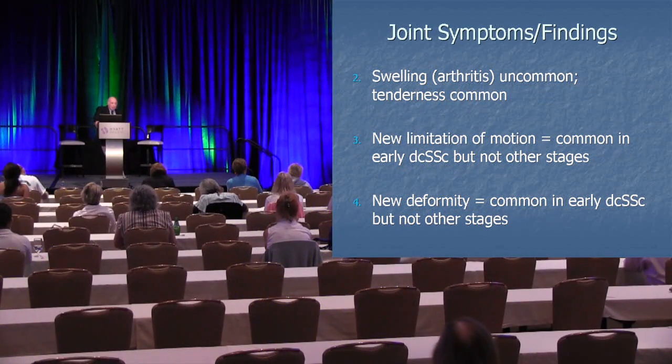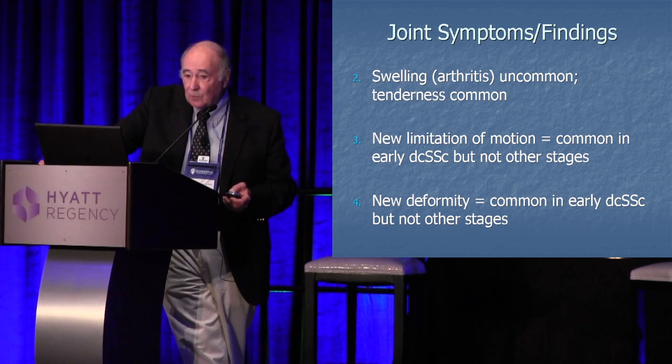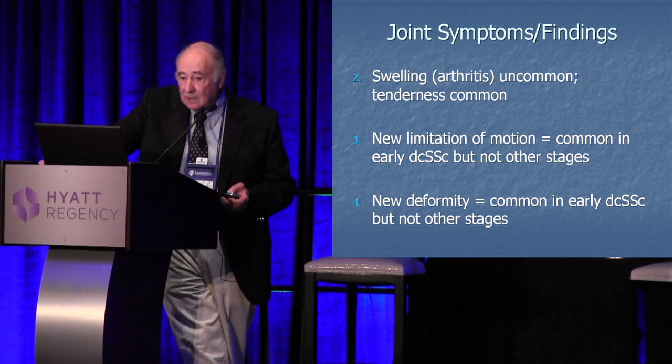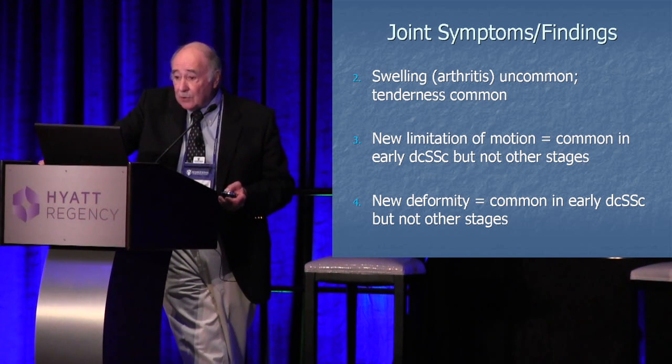What do you see when you examine a patient with joint symptoms? Well, swelling can be present, but it's uncommon. Tenderness of the joints when you touch or press the joints is common. Swelling is something which is much more frequent in rheumatoid arthritis than it is in scleroderma. If you can't move your joints, that's common in early scleroderma, but not in the other stages. In other words, it's not frequent to have these symptoms occur in other subset and other timing stages of scleroderma.